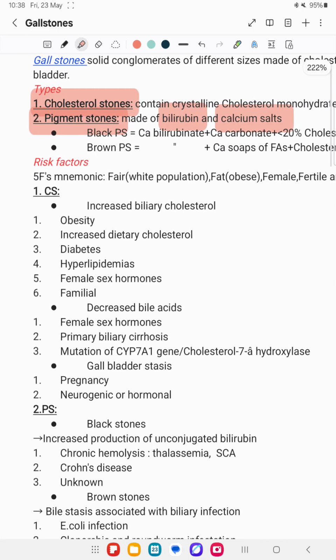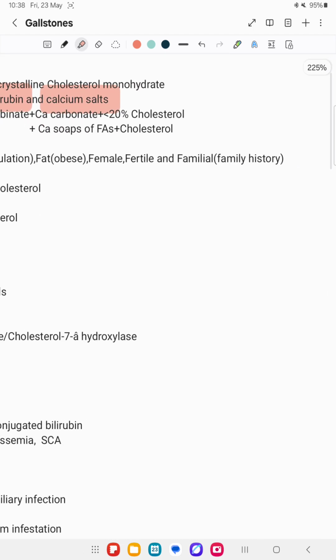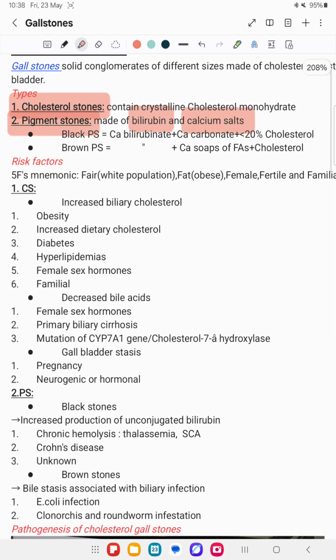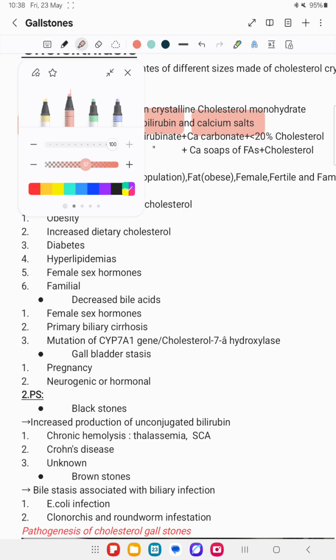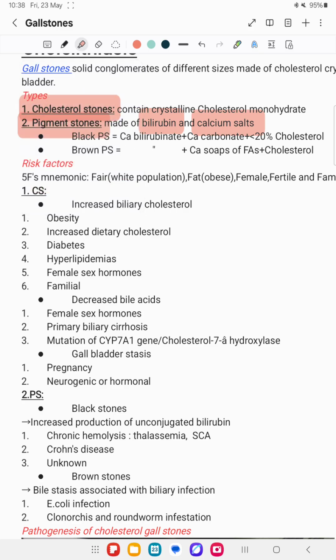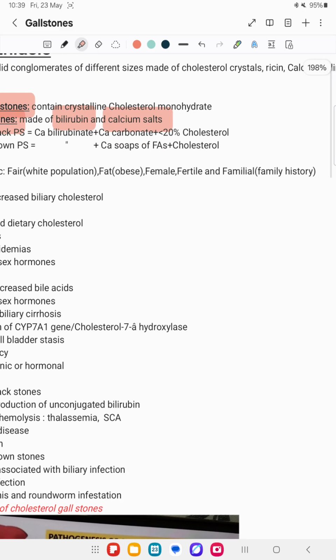Then what are the risk factors for gallstones? So basically we can remember it by 5 F's. What are the 5 F's? Fair, fat, female, fertile and familial. What is the meaning of fair? Fair means generally the white population. Fat, obese people. And female gender. Fertile, anyone who is fertile. And familial means someone who has a family history.